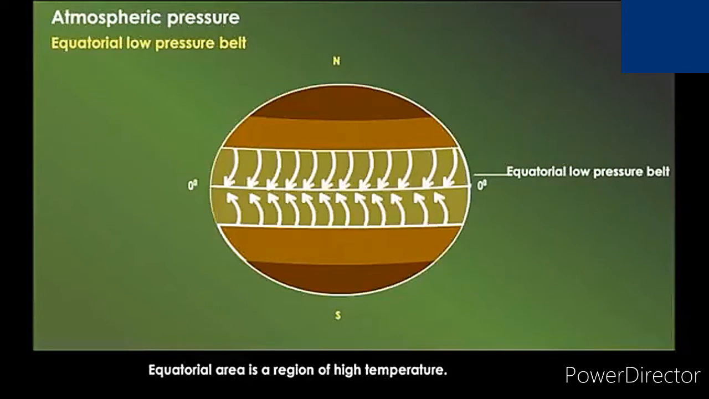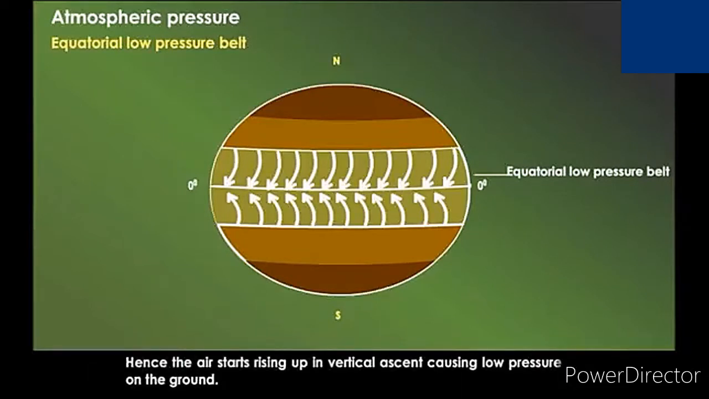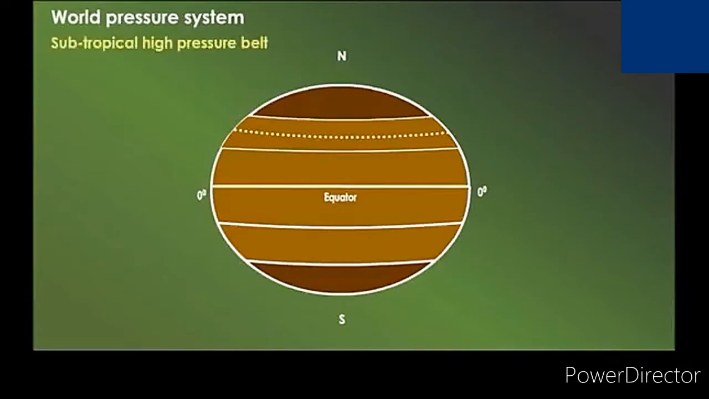The equatorial area is a region of high temperature. Due to intense heating, the atmosphere heats up and expands. Hence, the air starts rising up in vertical ascent, causing low pressure. The horizontal movement of wind in this belt is very feeble. It is therefore a calm belt. It is also known as the doldrums, which you will read in higher classes. It is a zone of wind convergence.